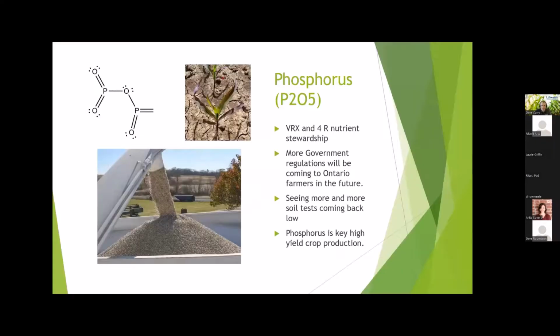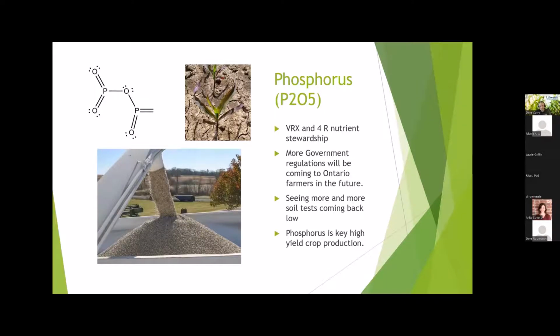So enough on pH, and on to phosphorus, because I really think phosphorus drives the bus on variable rate. It's an extremely important nutrient when it comes to 4R nutrient stewardship. And again, I'm hammering on this, but we do expect that likely the government down the road here is going to put more regulations on Ontario farmers when it comes to spreading phosphorus.